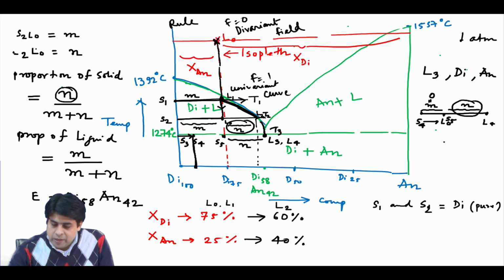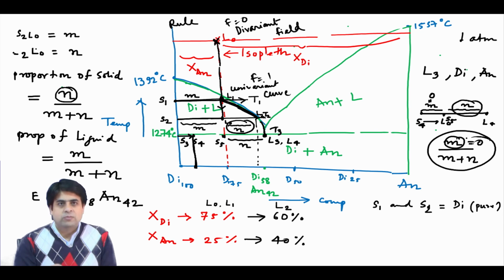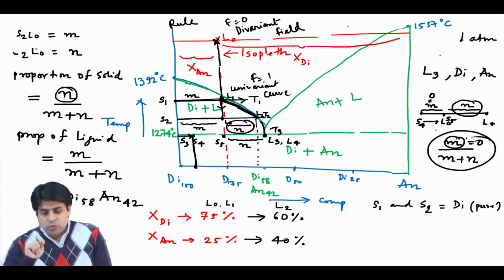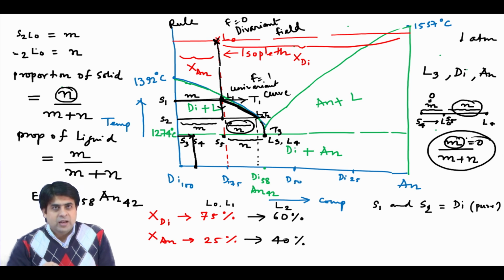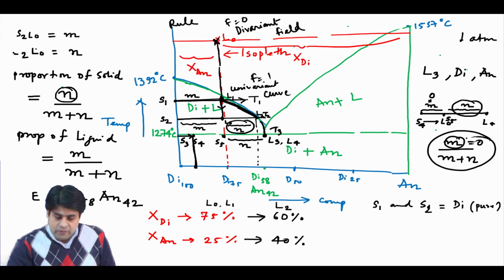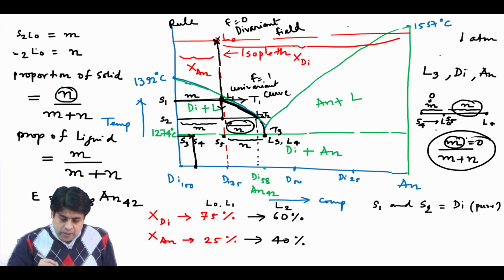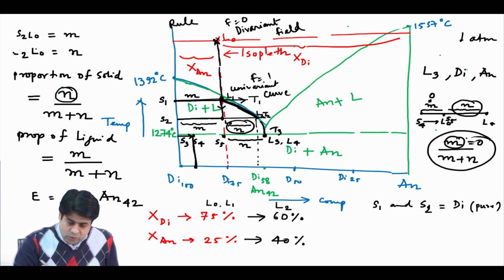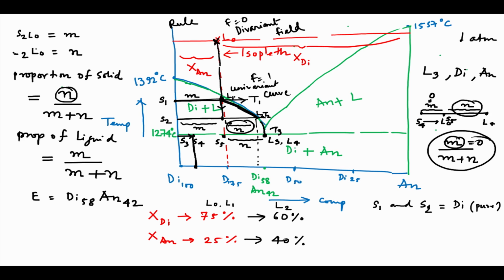So, at this point your proportion of liquid, that is M plus N, will be equal to 0. So, at this point your liquid will be 0. So, this will be the last point where you will have a liquid. Okay, you will have a last drop of liquid that will be exhausted. So, if you see this phase diagram, okay, what you will observe is that the solid composition and your liquid composition are changing.